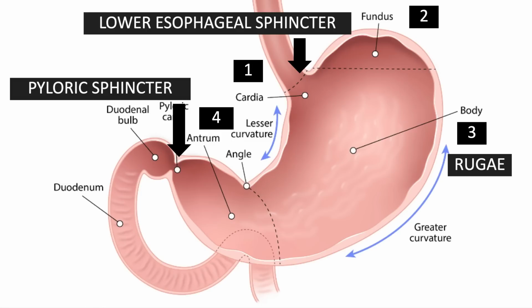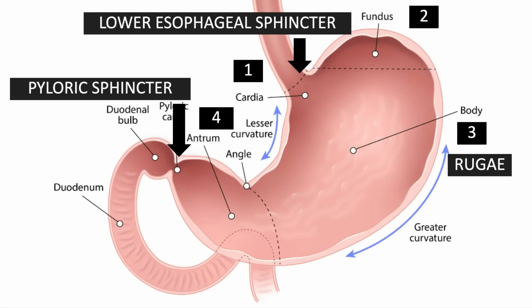And the last portion of the stomach is the antrum. This is the part that actually connects the body to the duodenum. And within the antrum is an opening called the pylorus or pyloric channel, which is controlled by the pyloric sphincter.